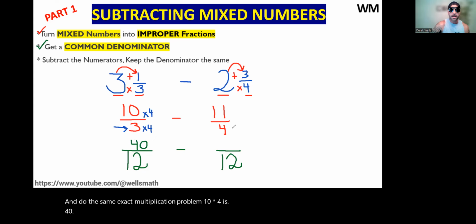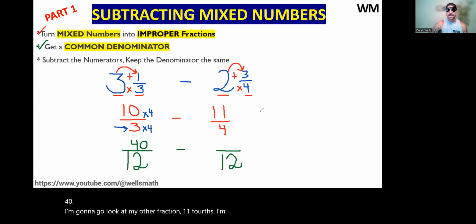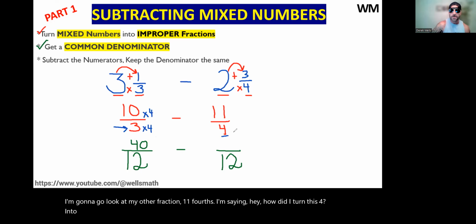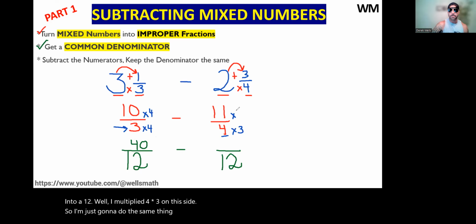I'm going to go look at my other fraction, 11/4. I'm saying, hey, how did I turn this 4 into a 12? Well, I multiplied 4 times 3 on this side. So I'm just going to do the same thing to the top. 11 times 3 is, what is that, 33. So a couple different steps we did here, but really not that bad.